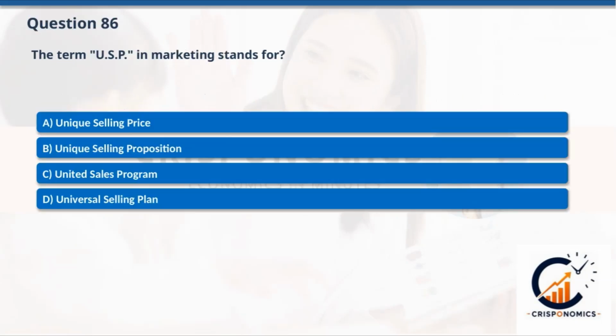When we see the term USP in marketing, it stands for unique selling proposition. This is the special factor or benefit that makes a product or service stand out from the competition. It's what convinces customers to choose one brand over another. Understanding the USP helps us focus on what truly sets us apart and why people should care. It's a cornerstone of effective marketing strategy.